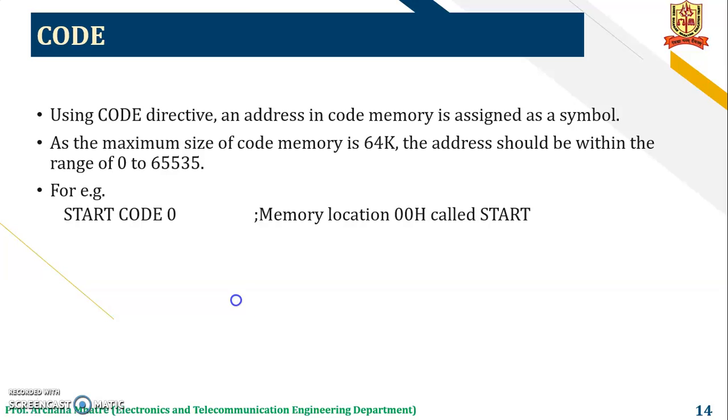Next is the code directive. Using the code directive, an address in the code memory is assigned to a symbol. As the maximum size of the code memory is 64 KB, the address should be within the range of 0 to 65535. An example of the code directive is start code 0. That means memory location 00H is called start.